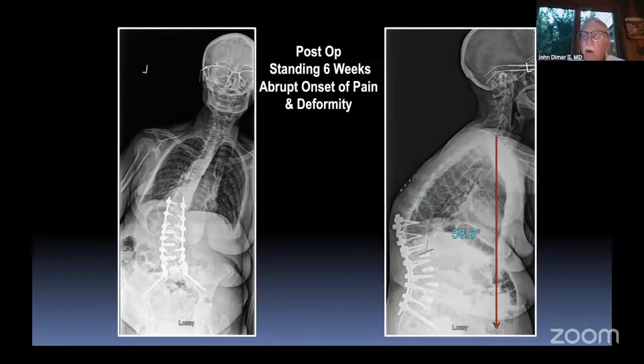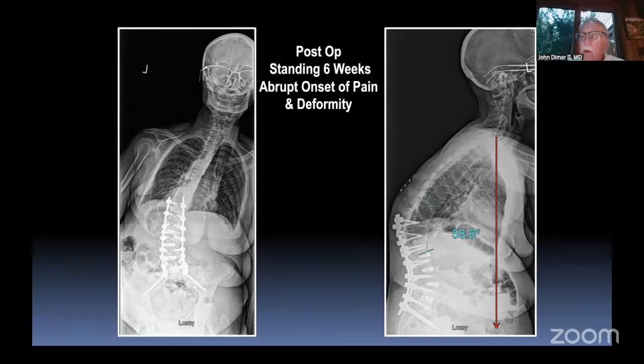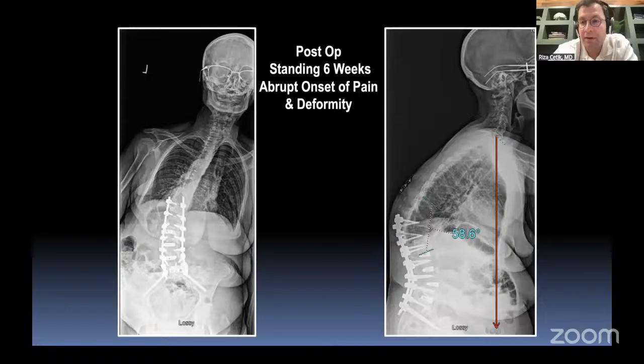She did fine for about 6 weeks post-op, but then she came back with sudden onset of low back pain, accompanied by severe deformity, a kyphotic deformity that is visible on her back. As we see here, she developed a proximal junctional kyphosis of over 50 degrees with severe positive sagittal imbalance.